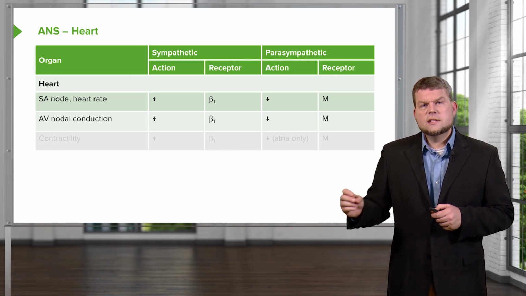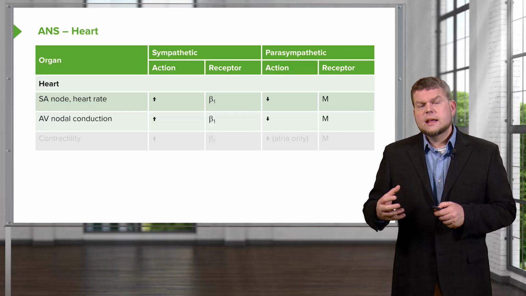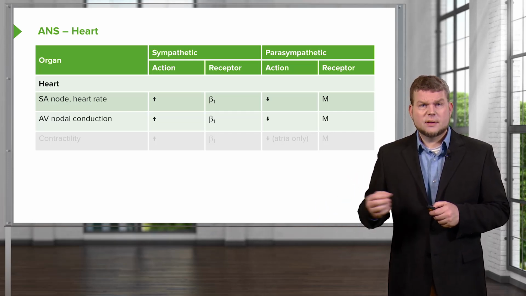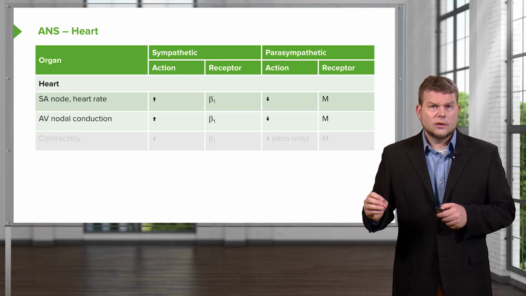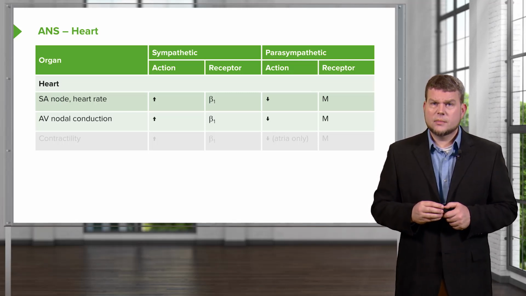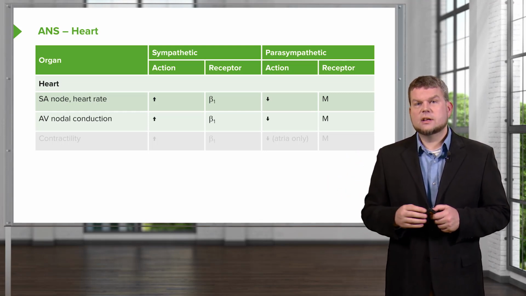The conduction system of the heart, especially around the AV node, velocity can change in response to sympathetic and parasympathetic stimulation. Beta-adrenergic receptors here also increase conduction velocities in the sympathetic nervous system, while muscarinic receptors, these decrease the conduction velocity.